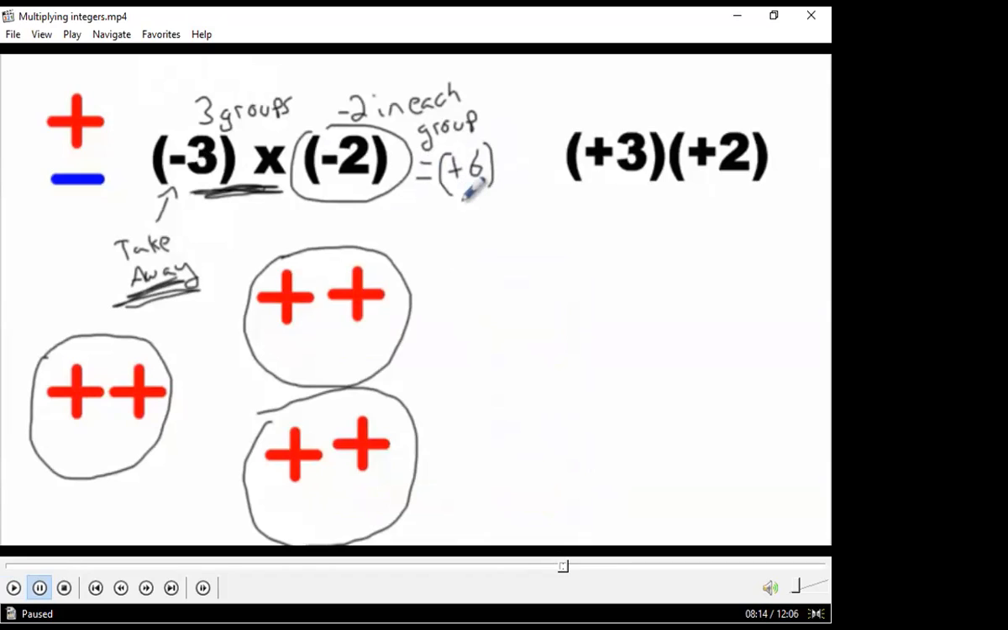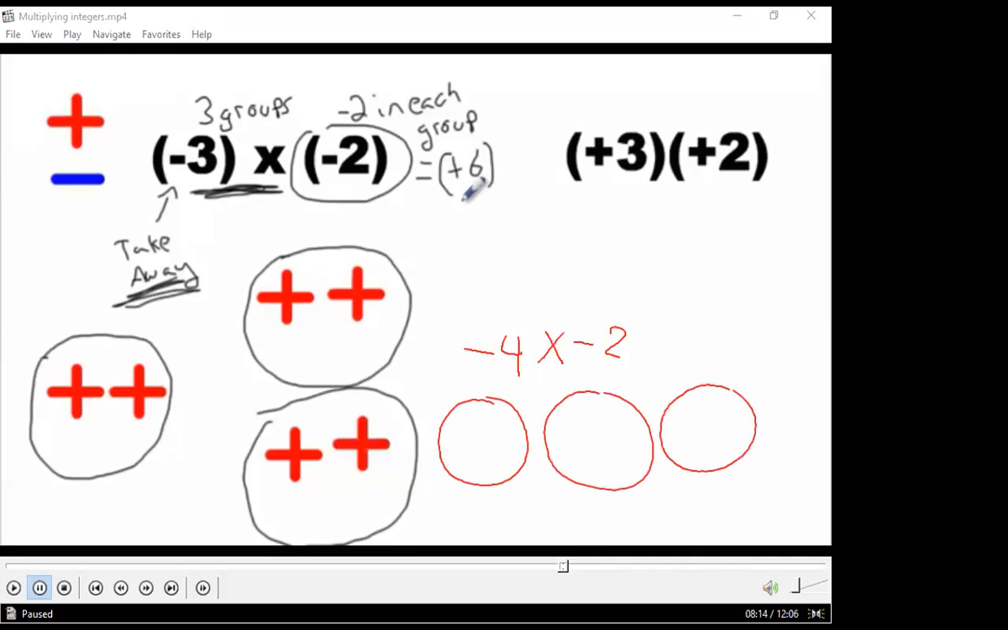If I want to make -4 times -2, what do you notice in the first question? How many groups do we have? 4, right? So I'm going to make 1, 2, 3, 4, right?